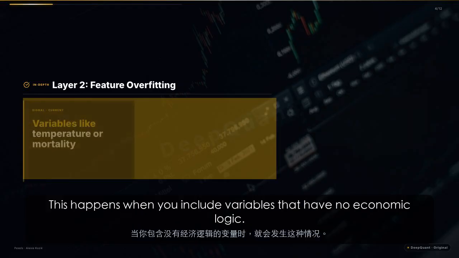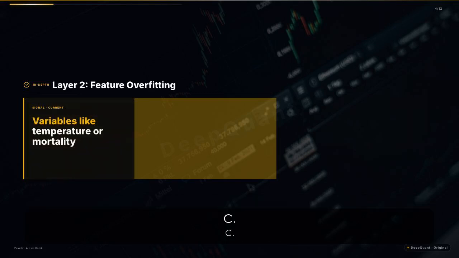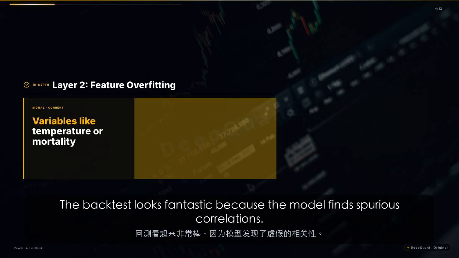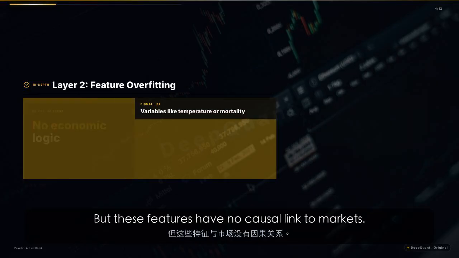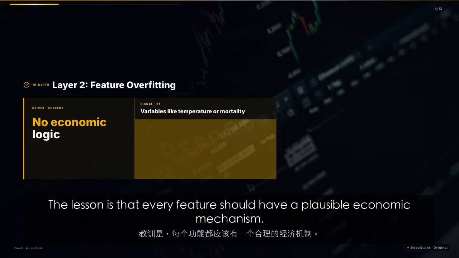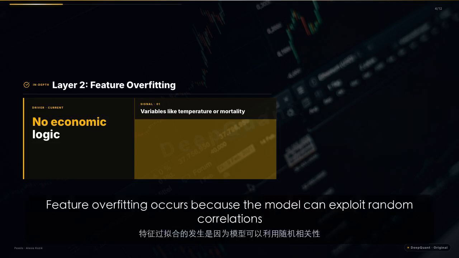This happens when you include variables that have no economic logic. For example, some researchers have thrown in the temperature in Washington, D.C., or the mortality rate from heart disease as predictors for stock prices. The backtest looks fantastic because the model finds spurious correlations. But these features have no causal link to markets. When live trading begins, those correlations vanish, and the strategy falls apart. The lesson is that every feature should have a plausible economic mechanism. If you cannot explain why a variable would affect prices, you are probably overfitting.